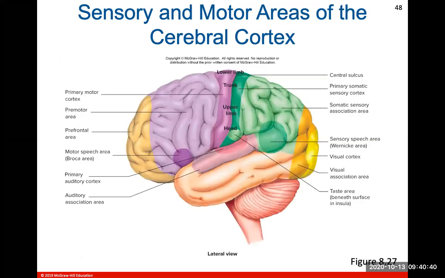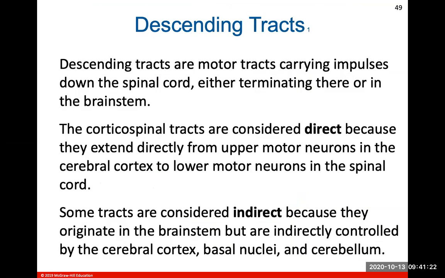So here are where the sensory and motor areas of the cerebral cortex are located. And again, all motor areas are located in the frontal lobe, and sensory areas are located in the parietal lobe. Here's the primary somatic sensory cortex in darker green and the primary motor cortex in dark purple. You can also see here the taste area, visual association area, motor speech area, sensory speech area, auditory association area, and primary auditory cortex. So the point of all this is your brain is an incredibly intricate organ, and it's really fascinating if you're interested in it.